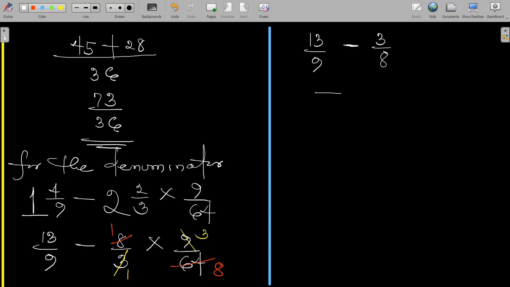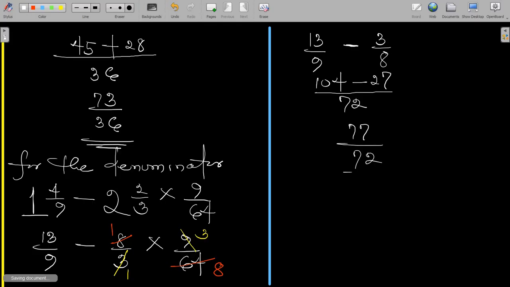So let's look for the LCM. What's the LCM of 9 and 8? We have 72. So let's put 72 down. 72 goes in 9, we have 8. 8 times 13, we have 104. 104 minus, 72 in 8, that will be 9. 9 times 3, to be precise, will give us 27. So 104 minus 27, we have 77 divided by 72. So that is the denominator.